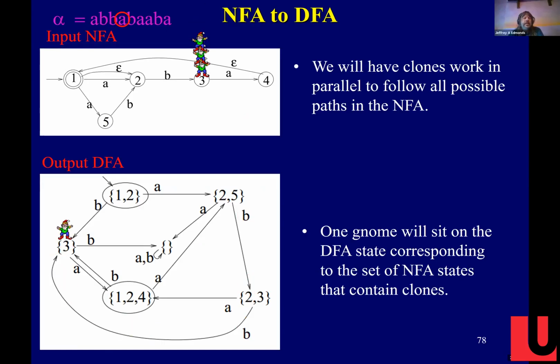And now, if we get an A, what happens when we get an A? Well, there are different things. That guy can go there, or he can go there, or he can go there, right? So if we just have a gnome on 3 and we get an A, then we can go to 1, 4, 5. Right? That kind of makes sense?